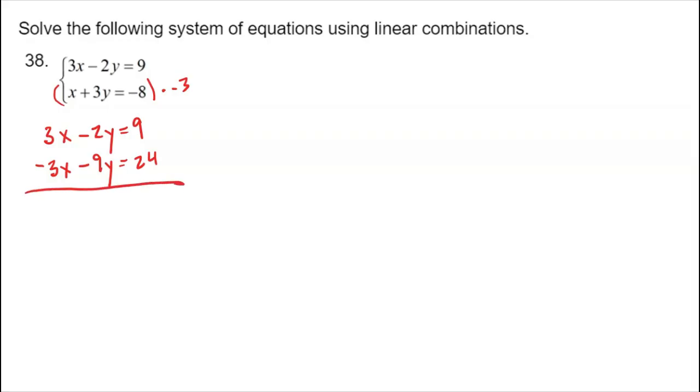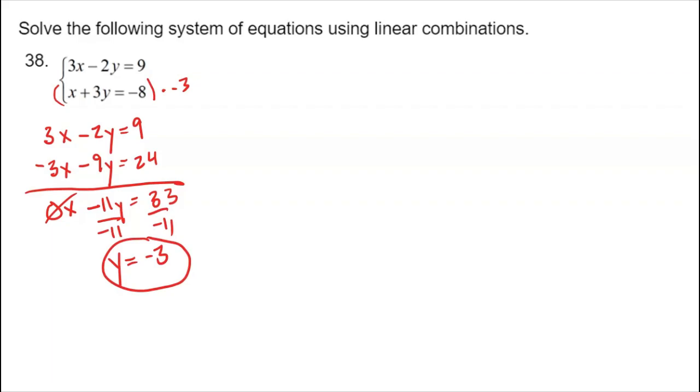But now when I add these together, I get 0x and I get negative 11y, and 9 and 24 is 33. Now, because there's no more x's, I don't have to worry about them. Solve for y simply by dividing both sides by negative 11, and I get y equals negative 3. Now to solve for x, I'm going to take that y and plug it into either one of the original two equations and solve for x. So if I take the original equation, 3x minus 2, but instead of multiplying by y, I'm going to multiply by negative 3 equals 9.